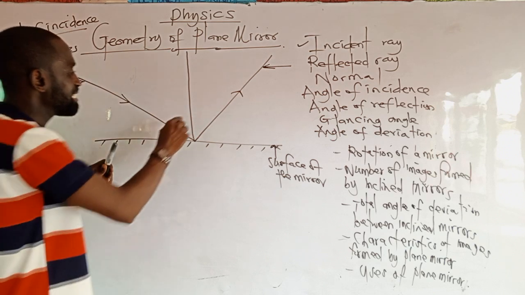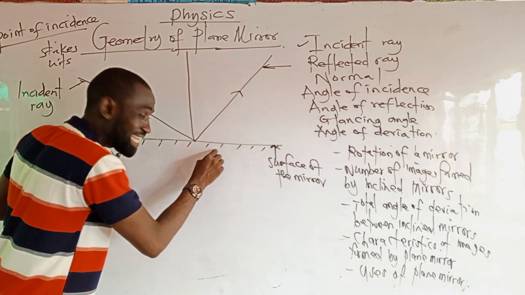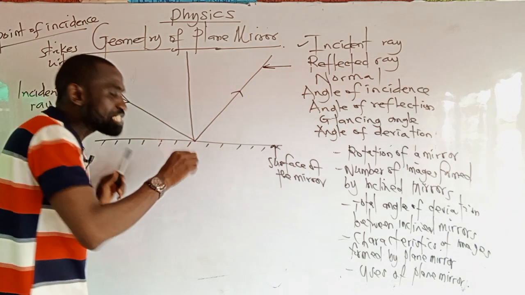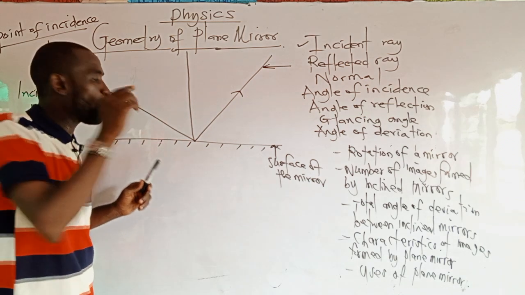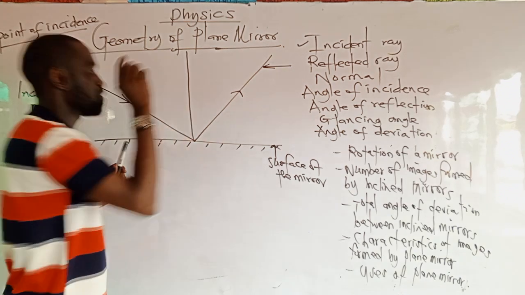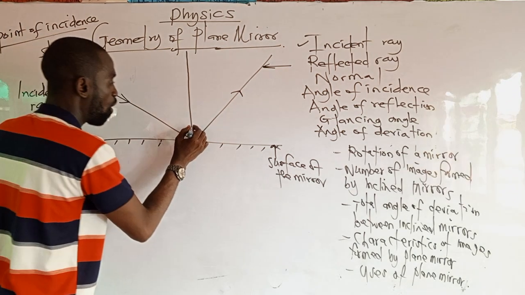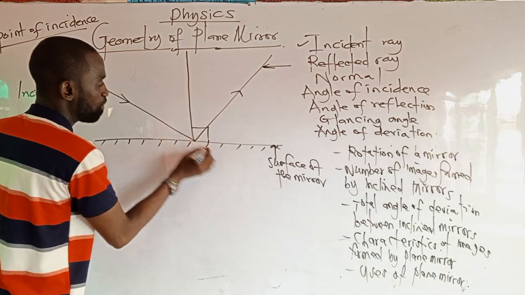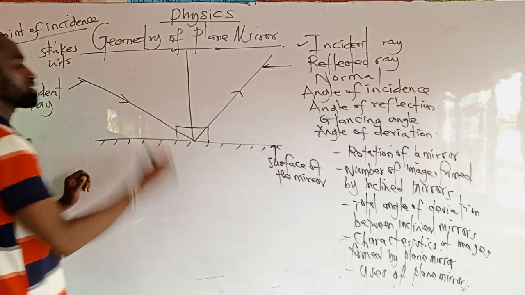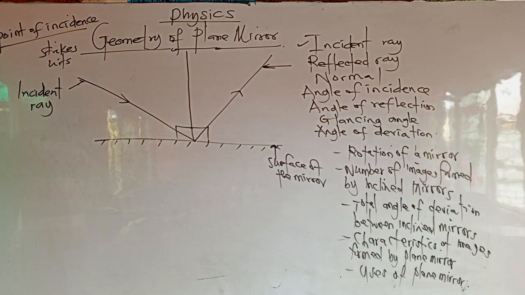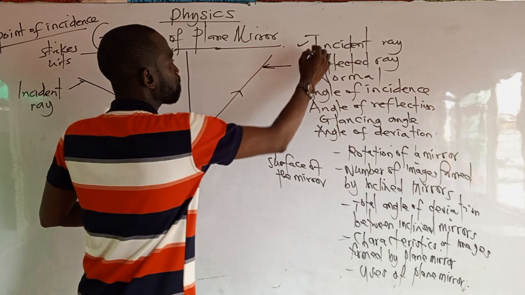So it implies that it is forming an angle of 90 degrees. Are you with me now? It is drawn perpendicular with the surface of the mirror. So here, angle of 90. Here, angle of 90 degrees. Alright, so we are done with this.